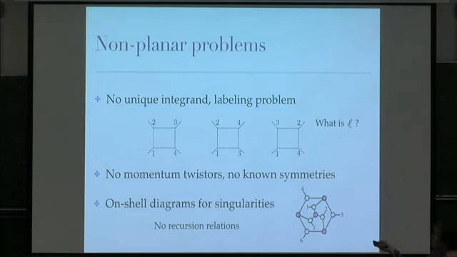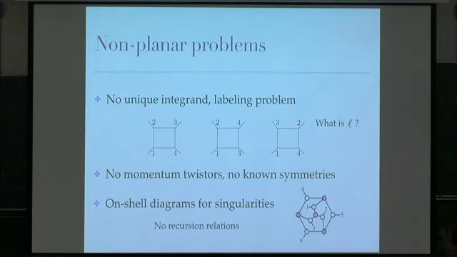And consequently, there are no momentum twistors, and also there is no dual conformal symmetry or Yangian, or no known symmetries of that type. But the on-shell diagram still exists, so I can just draw the diagram like that and define it as a product of 3-point amplitudes, and it will be cut off loops because the non-planar integrands still factorize into products of trees on the cuts.